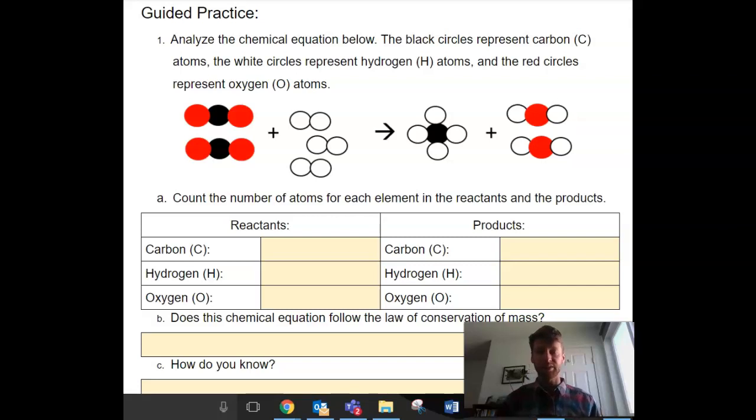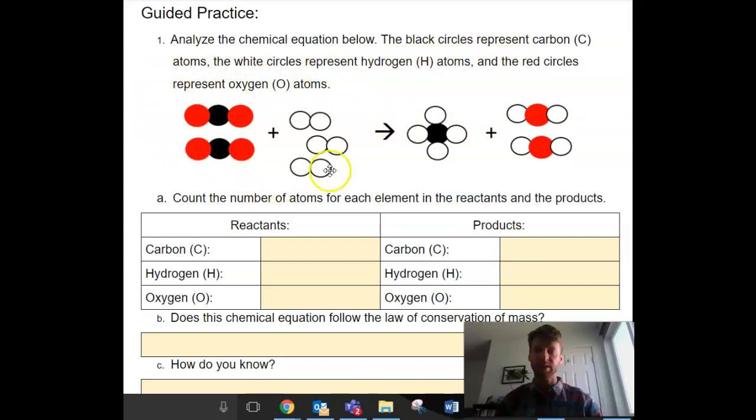Really excited to see the definitions you came up with as I read through my own students' work. Let's take that understanding about what the law of conservation of mass means and put it into practice today, looking at some chemical equations, first as models and then written as chemical formulas. So analyze the chemical equation below. The black circles represent carbon atoms, the white circles represent hydrogen atoms, and the red circles represent oxygen atoms.